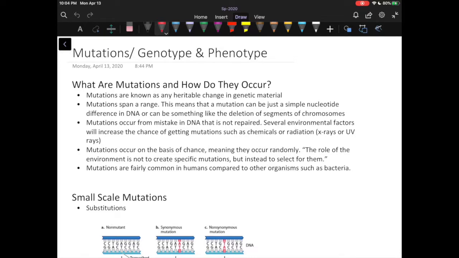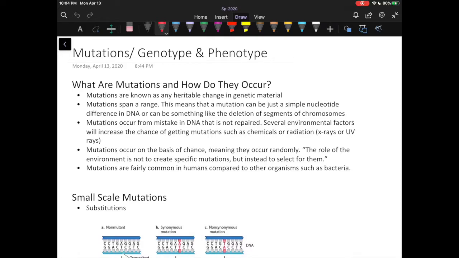Another thing about mutations is they occur on the basis of chance, meaning that they are random. A quote from the Cogbooks reading says that the role of the environment is not to create specific mutations, but instead to select for them, which is very important to know.